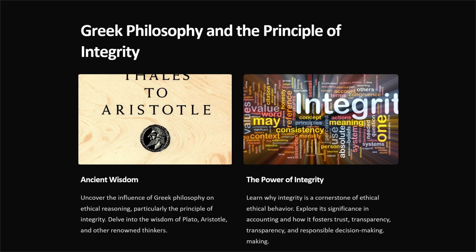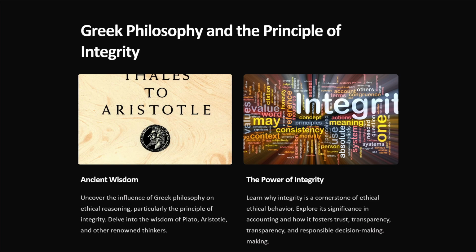In our quest to understand ethical reasoning and accounting, it's essential to journey back in time and explore the roots of ethical thought. This slide, titled Greek Philosophy and the Principles of Integrity, takes us to the heart of ancient wisdom. As we gaze into the past, we encounter the profound influence of Greek philosophy on ethical reasoning. The wisdom of ancient Greek thinkers such as Plato, Aristotle, and others has left an indelible mark on how we perceive integrity and ethical behavior.